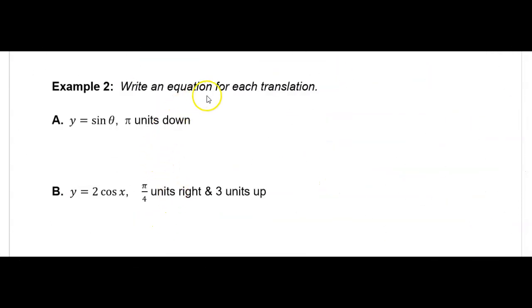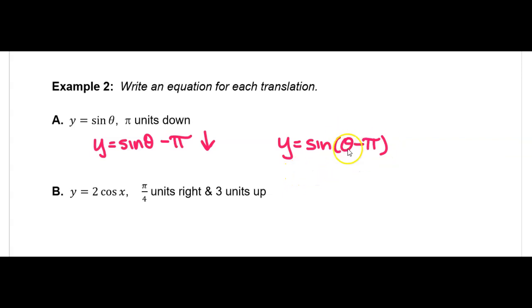Okay, so example 2 says write an equation for each translation. We want to take y equals sine theta and translate it pi units down, so about 3.14 units down. Go ahead and write an equation that you think will do that. Notice if there's no parentheses around the minus pi, the graph is a vertical shift of pi units down. If we were to put parentheses, would this mean the same thing? Since we're taking the sine of this quantity, this would actually mean it's shifting pi to the right. So in any case, this is the correct answer.